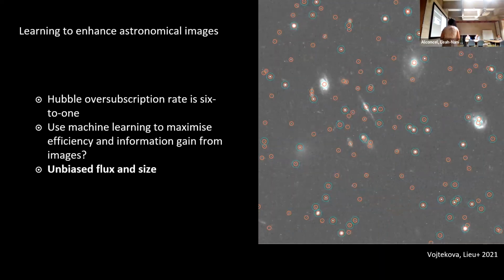And this was super important to us because the Hubble oversubscription rate is 6-to-1. So that means for every 6 researchers asking for time on the Hubble Space Telescope, only 1 would get it. And Hubble is extremely expensive to run. It costs 100 million just to keep the Hubble in space per year. So using machine learning, if we could maximize the efficiency and information gain from the data that we collect, and it turns out it's unbiased in flux and size, which is what's important for me, for the galaxy shapes, for gravitational lensing and dark matter detection, then that's great. And that's what we found from her research.